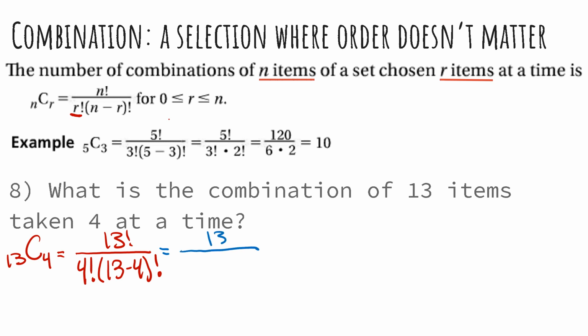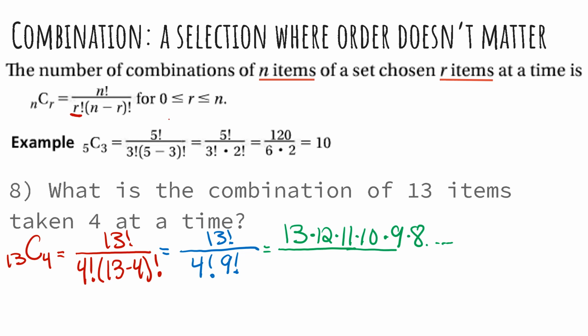So in the top we have 13 factorial. Now I have a 4 factorial and a 9 factorial in my denominator. So not everything will cancel in this case. We'll still have stuff in our denominator that we have to divide by. So in the top, I'll have 13 times 12 times 11 times 10 times 9 times 8 times, keeps going. And at the bottom I have my 4 factorial, so 4 times 3 times 2 times 1. And that's multiplied by 9 factorial, so 9 times 8 times 7 times, keeps going.